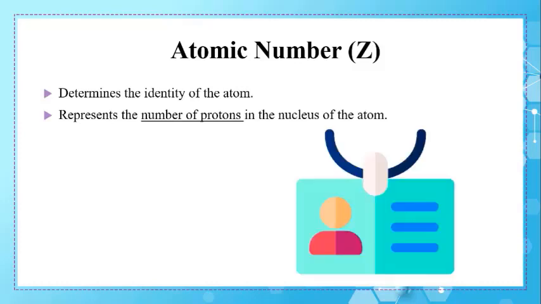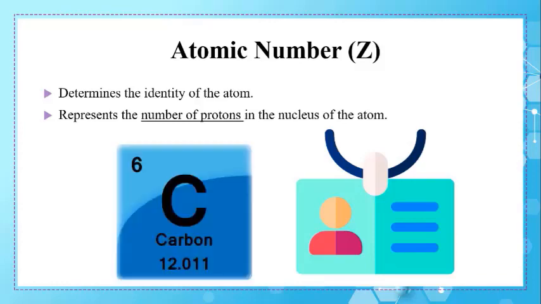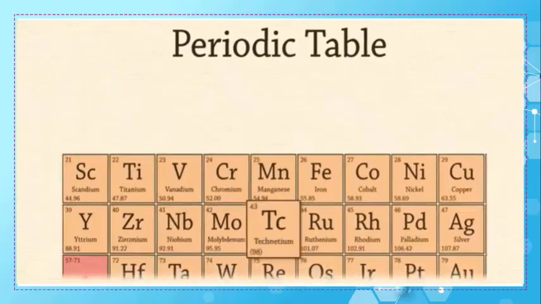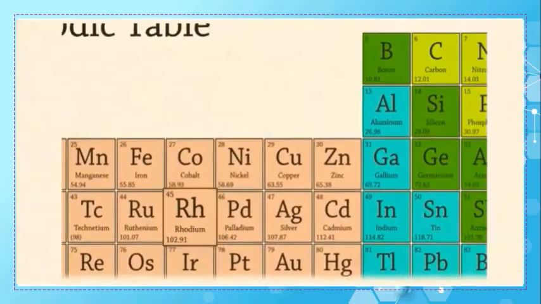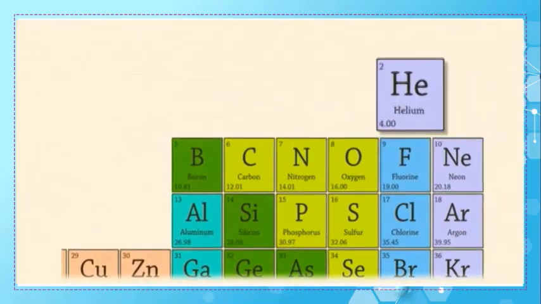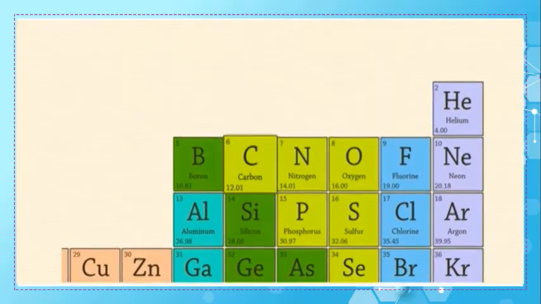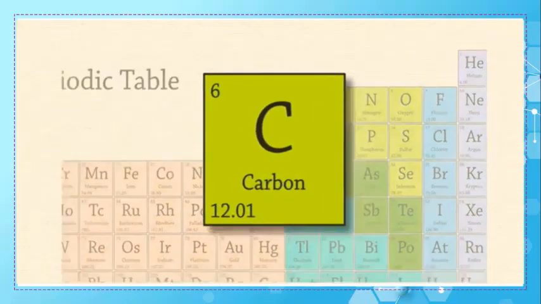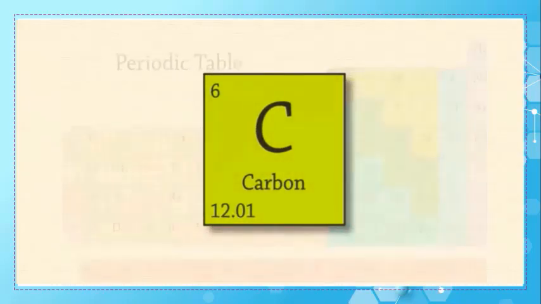Just as every one of us has his own identity card, an element has its unique atomic number. In nature, there are over 118 elements, and each has a specific atomic number. It's very important to keep in mind that this number never changes. Carbon, for example, has an atomic number equal to 6, and this is what defines carbon as carbon.